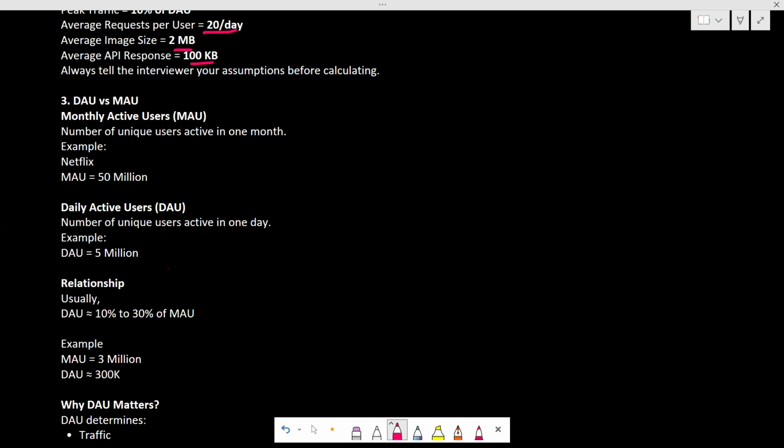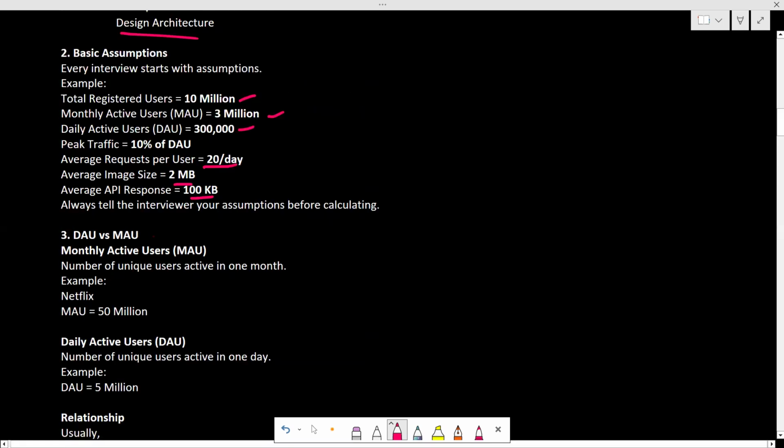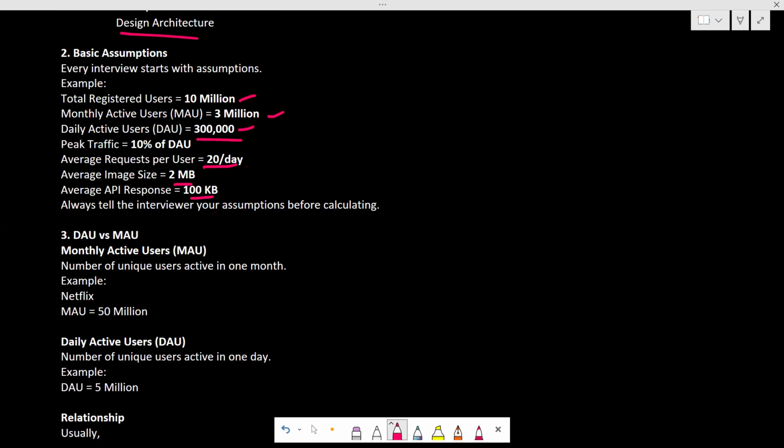So for example, if a streaming platform has, suppose, 3 million monthly active users and, as I have told here, 3 lakh users access it every day, like the DAU, then the DAU is roughly 10% of the MAU, right? So if you calculate 10% of this 3 million, you will get the 3 lakhs. So these metrics help us estimate traffic and infrastructure requirements.